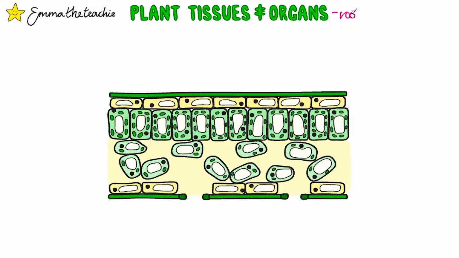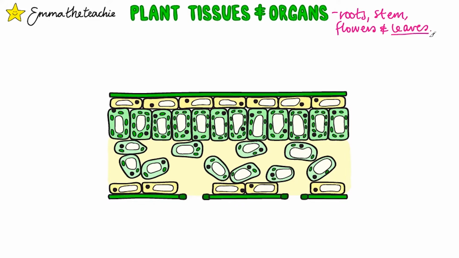Plant organs include the root, stem, flowers and leaves. We're going to look at the tissues of the leaves and how they help it carry out photosynthesis. This is a cross-section diagram of a leaf, so you can imagine that we've cut through it and are looking at it from the side.